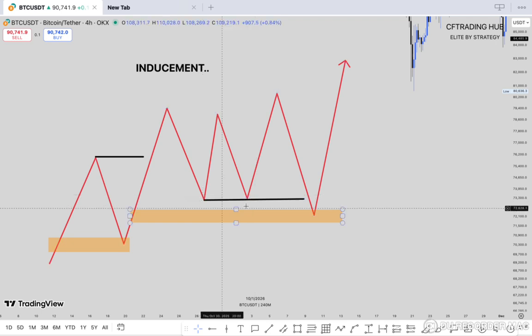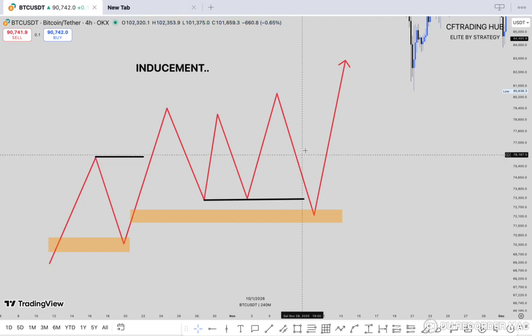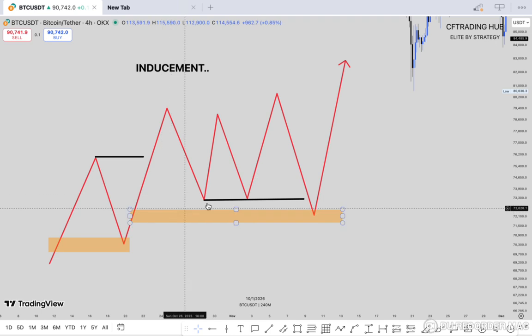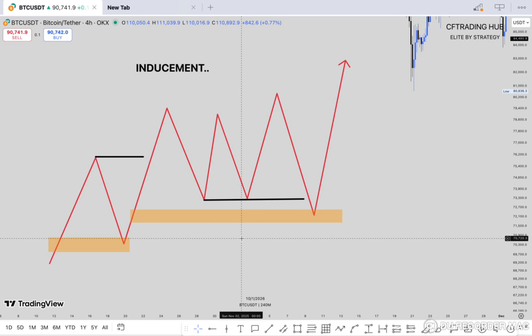It makes this kind of setup stronger than a setup where you don't see any liquidity pockets before you see a demand block. What am I trying to say? Inducement makes a POI or a block or a zone like this stronger when you see inducement before a demand zone or a supply zone. So I hope you understand the analogy.